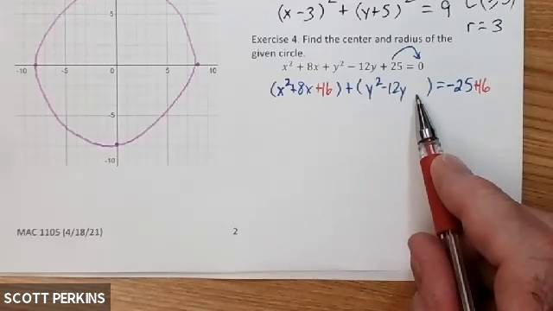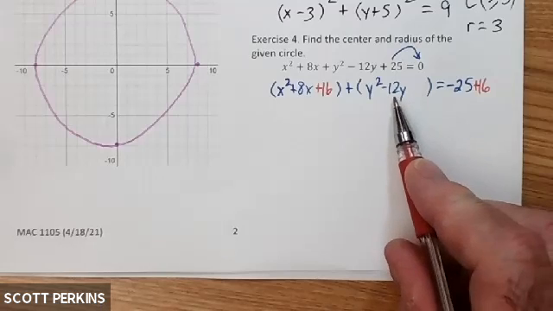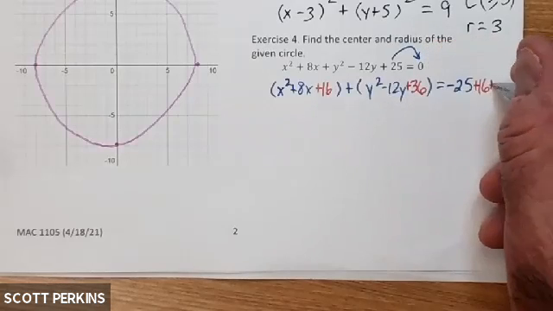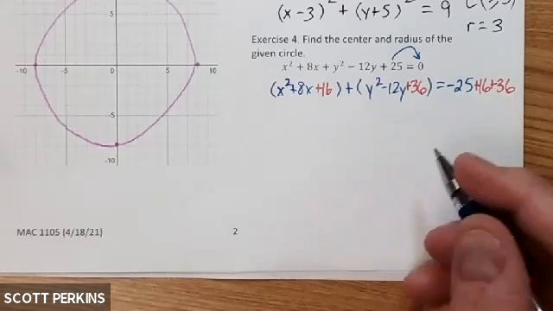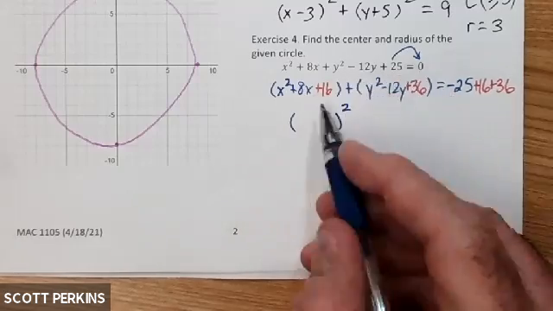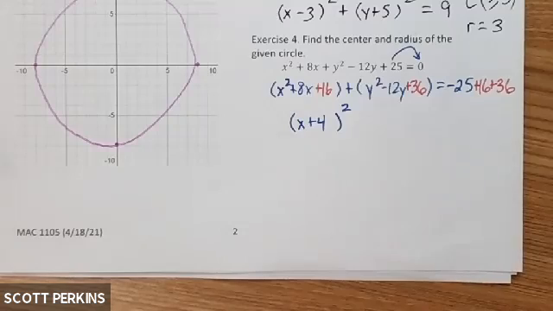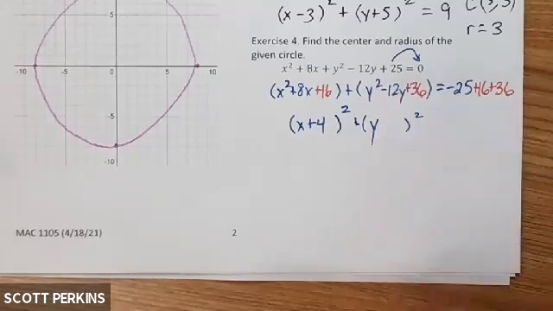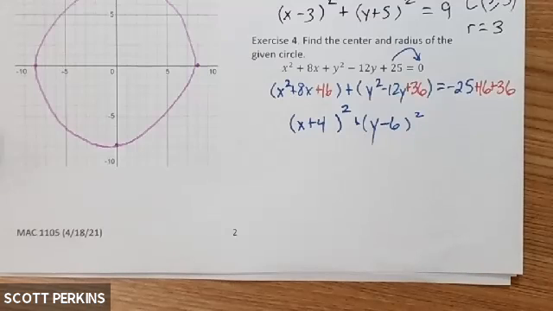What am I going to add here to complete the square on the y's? Yep, half of 12 is 6. 6 squared is 36 on the left, and then 36 on the right. So now when I factor the things on the left, the two factors of 16 that add up to positive 8 are going to be x plus 4 and plus 4. And then the two factors of 36 that add up to negative 12 are going to be minus 6 and minus 6, so y minus 6 squared.